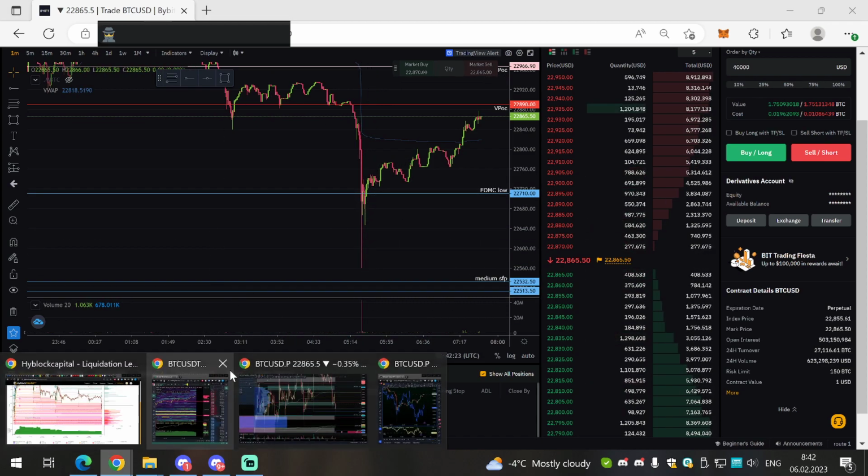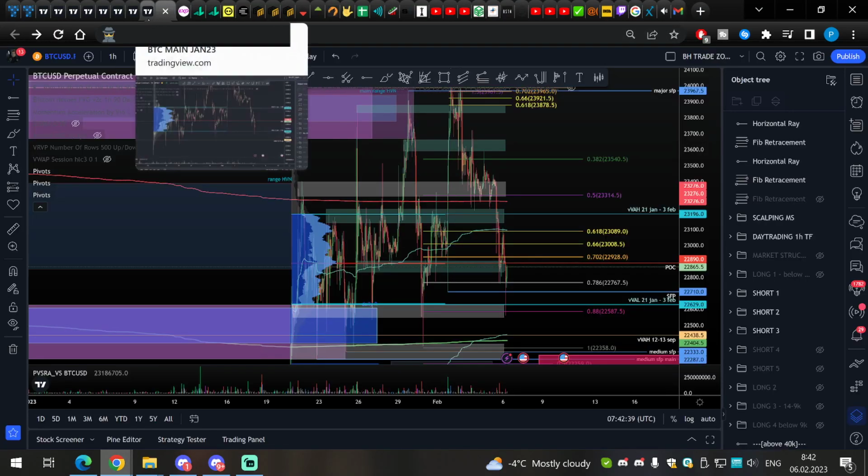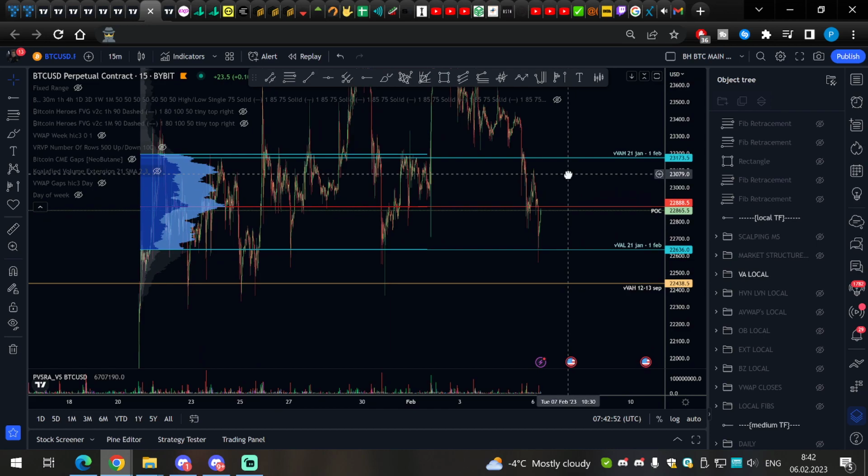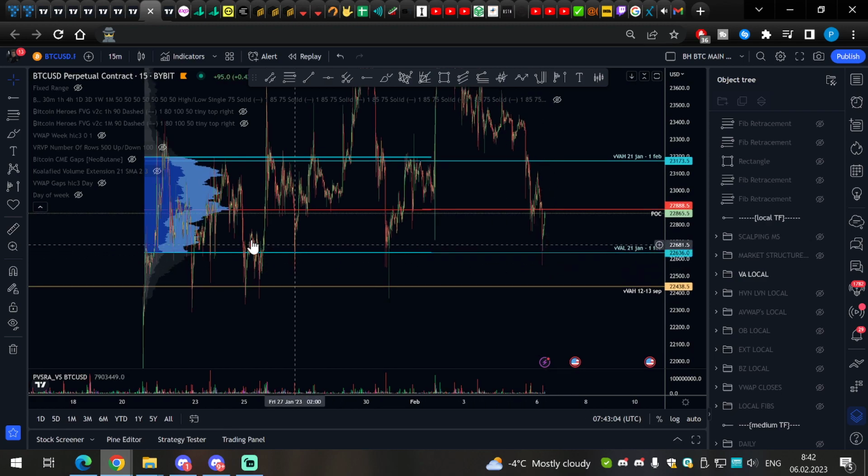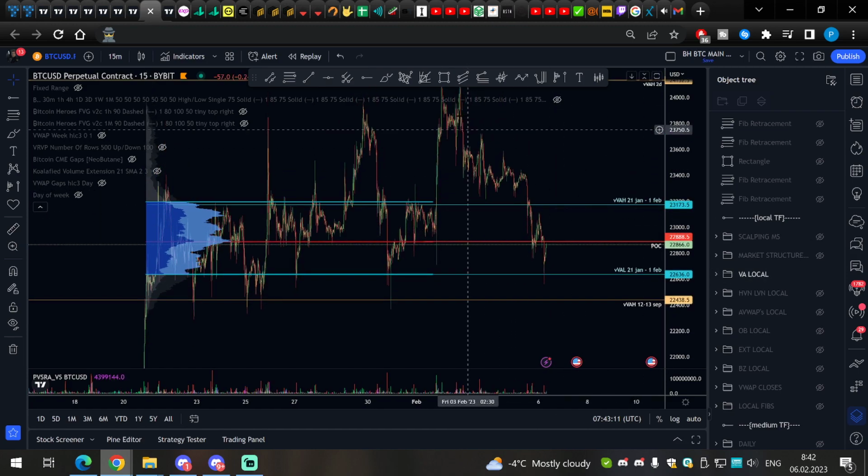So that was done. And also technically this drop here was really technical, so we don't trade just liquidity alone. We want to have some technical analysis over there helping us. So of course you hit what? A range value area low, VAL here.